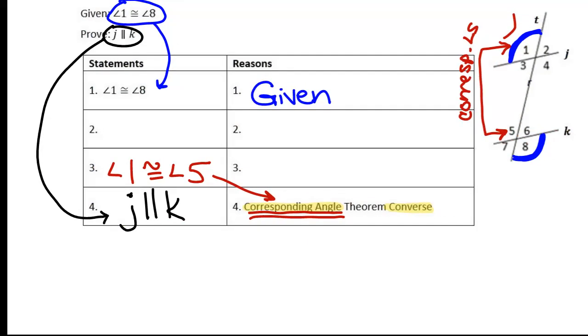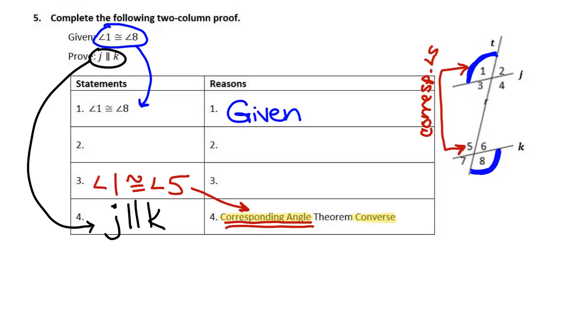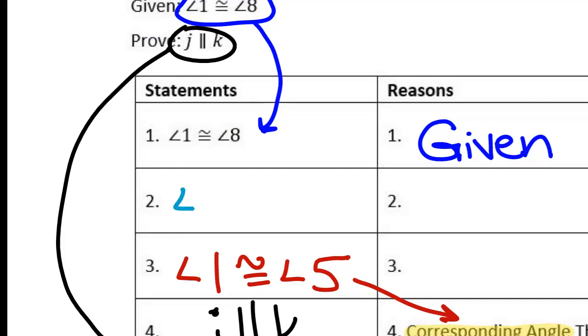Well, I don't know yet that these two are the same size. I made that statement, but I don't actually know it yet because I haven't given a reason for it. But I know 1 and 8 are the same size. What else do I know is the same size other than just 1 and 8? 5 and 8. Angle 5 is congruent to angle 8.